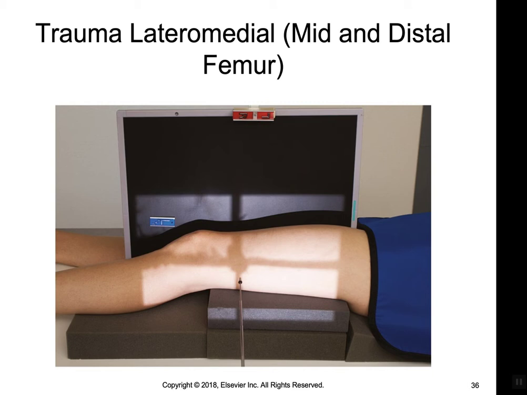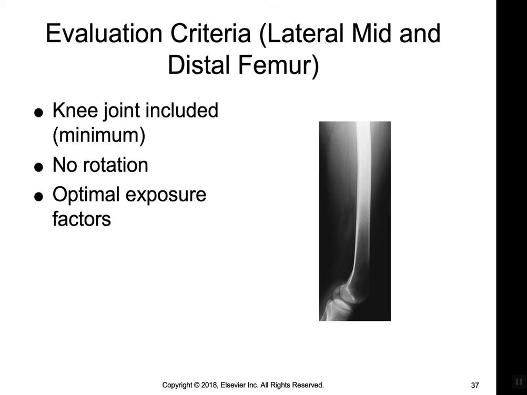Here is an example of the trauma lateral, mid and distal femur. Obviously, with the trauma, you're not going to lay them on their side or barely move them. So you have to get a cross table projection. And what will you see? The knee joint included, no rotation, using optimal exposure factors.